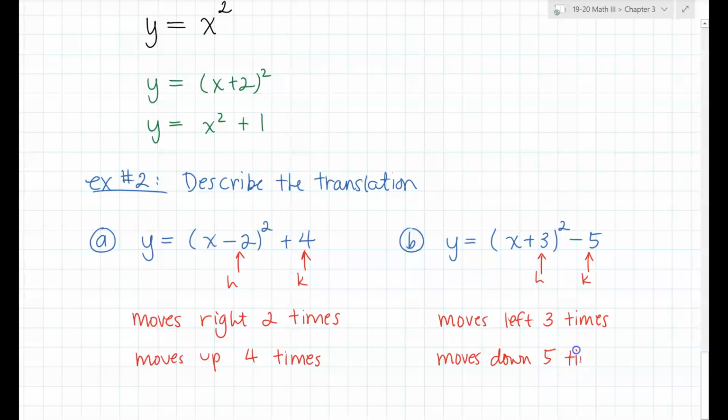So what I want you guys to do now, after I'm done with this, you guys are going to get your worksheet and you're going to start working on the homework. Okay, you have to do all 16 problems. Start working immediately.